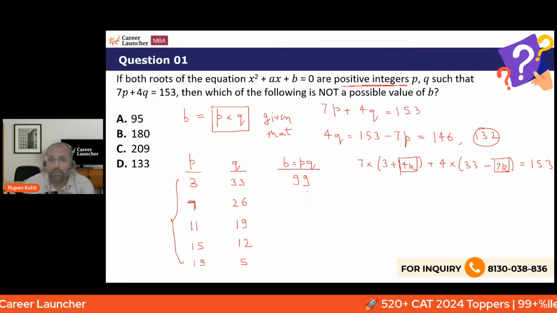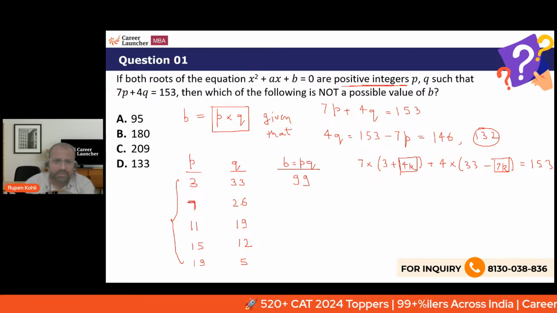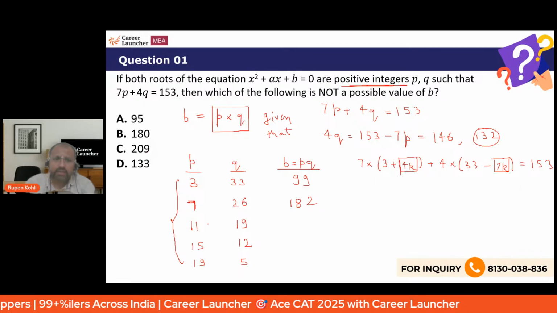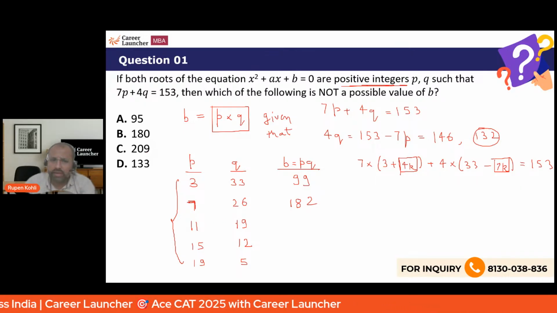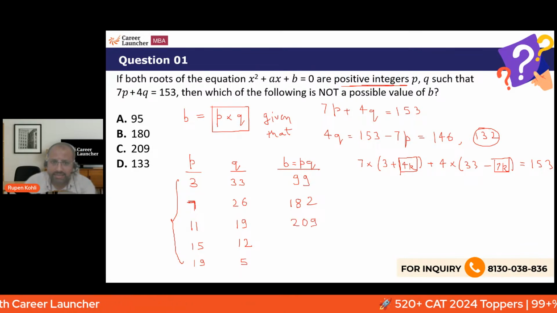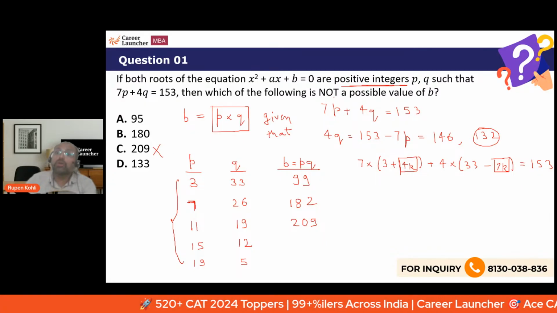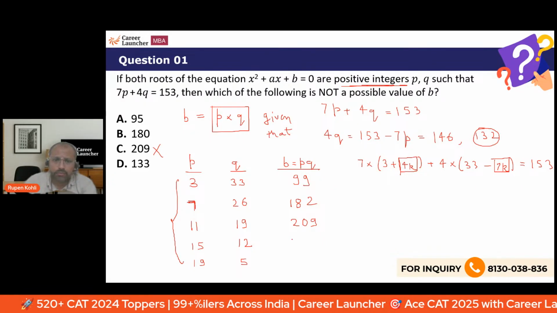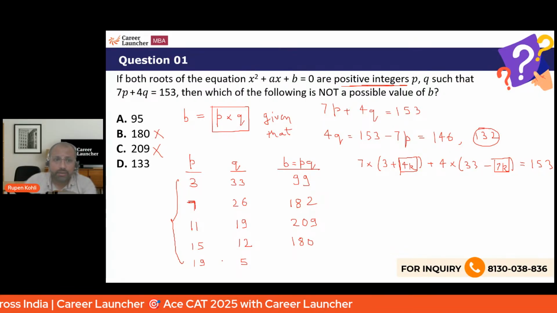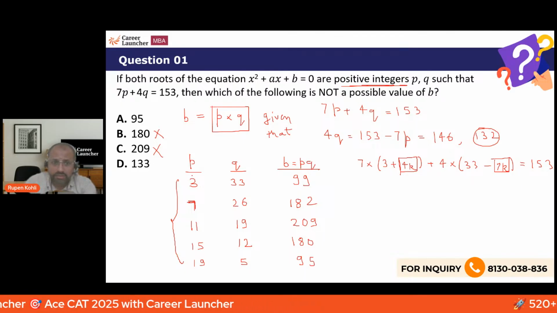Let's check one by one what is the corresponding value of B. 26 into 7, 7 6s are 42, 4 carry, 7 2s are 14, 182. Even that is not in the options. Don't worry. Keep on checking. 11 into 19. So 19 into 10, 190 plus 19, 209. Yes, that number I see in the options, and that is not my answer, because I'm searching for an option which is not a value of B. 15 into 12, 180. Again, I see that in the options, so that is also not my answer. 19 into 5, 95. That also I see in the options. That is also not my answer, therefore. So what are we left with? 133.